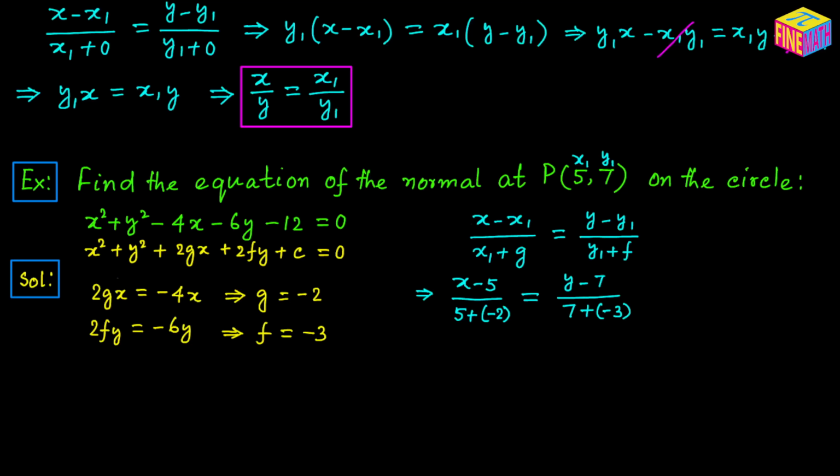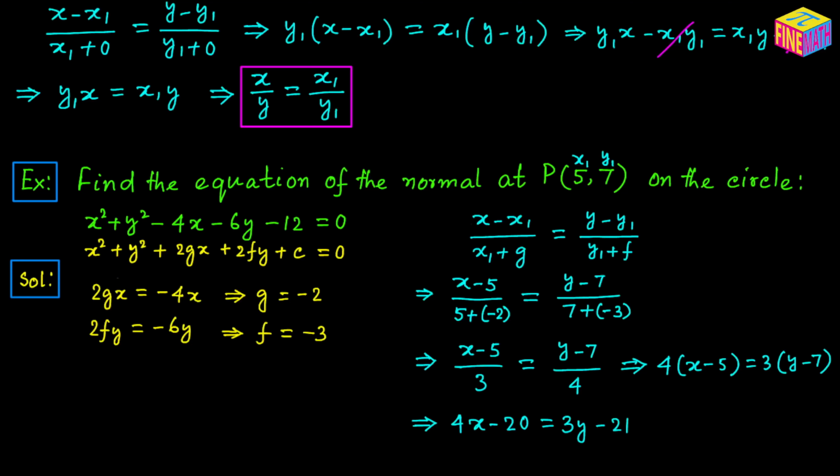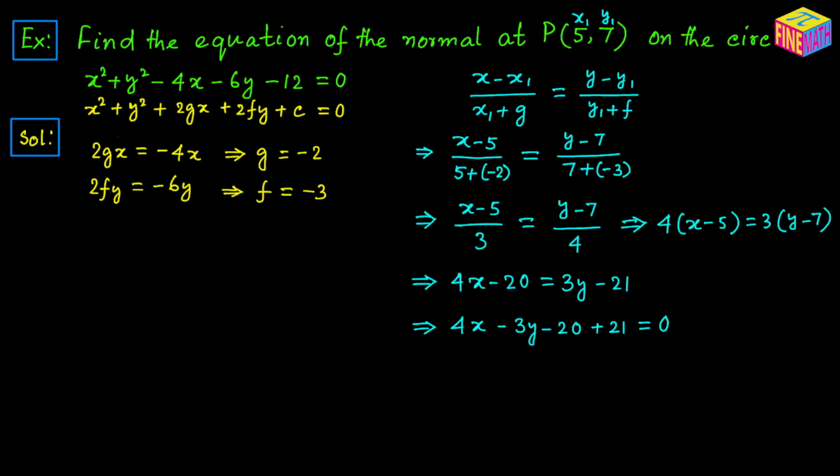When we plug in the values, our equation is going to look like this. (x minus 5) over (5 plus negative 2) is equal to (y minus 7) over (7 plus negative 3). And if we simplify it, it's going to look like this. And then if we cross multiply, the equation would look like this. Next, let's get rid of the parentheses. So our equation is going to look like this. And next, if we bring all the terms to the left hand side, then our equation is going to look like this. And finally, the equation will be like this: 4x minus 3y plus 1 equals 0.